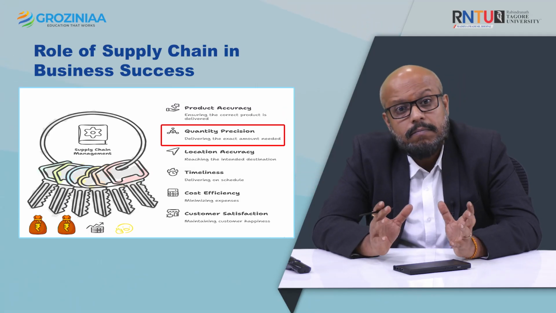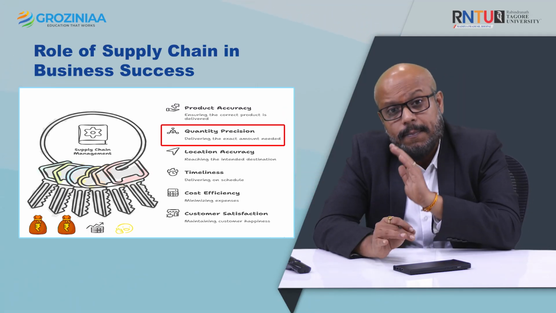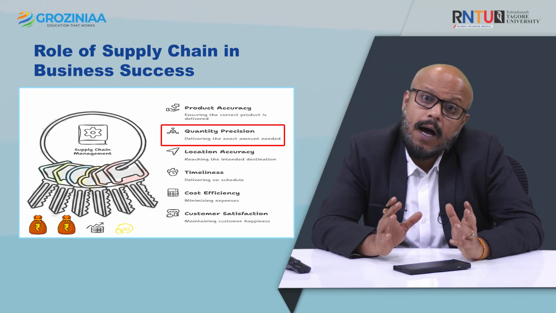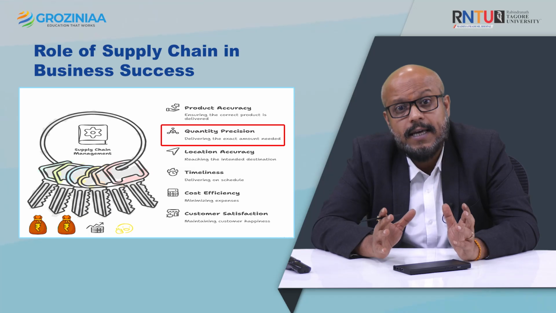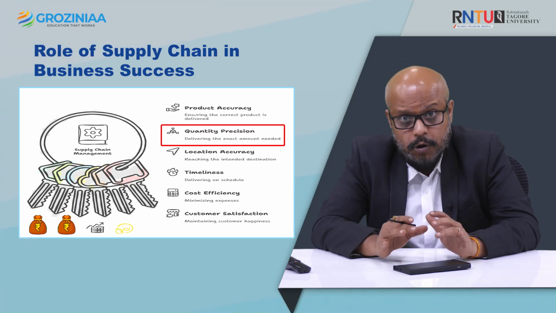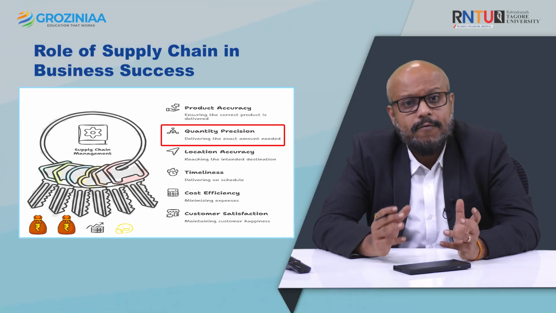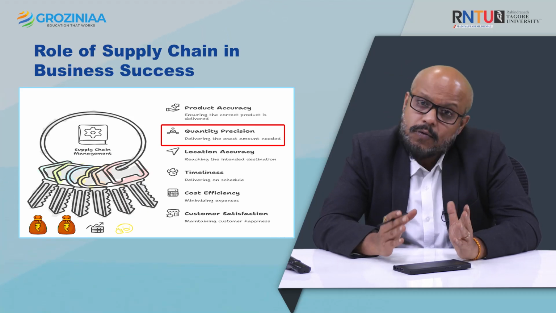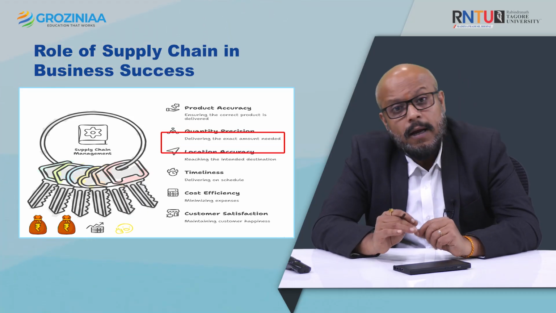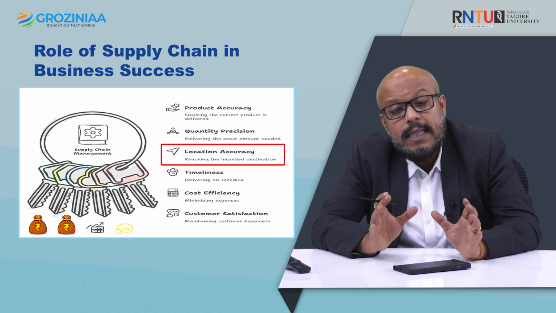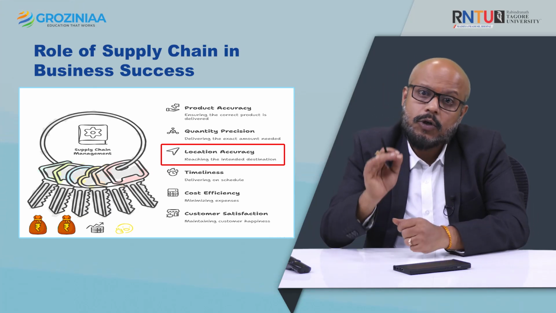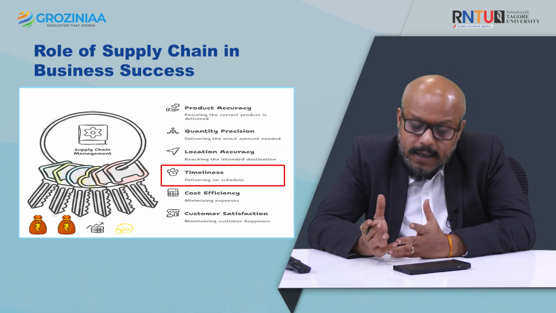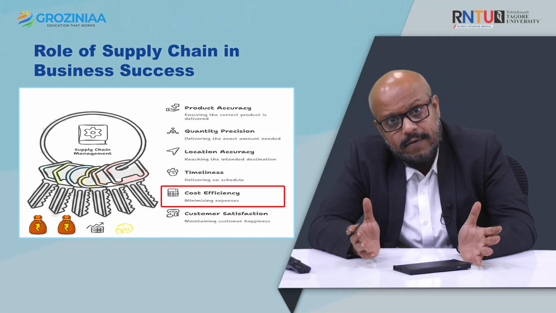Second is quantity precision, because supply chain management knows the demand in the market, so they know very well how much product they have to produce, and in what time, and of course at what cost. Cost is very, very important. So they also provide quantity precision. Location accuracy: where on the global map you want your product to be delivered. They also give timeliness. Cost efficiency is very, very important.